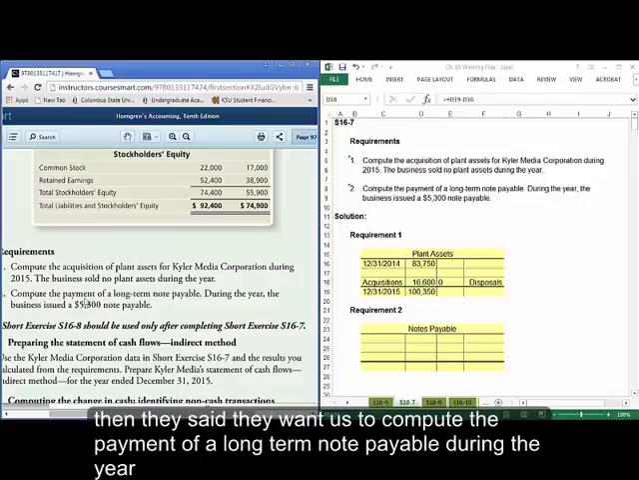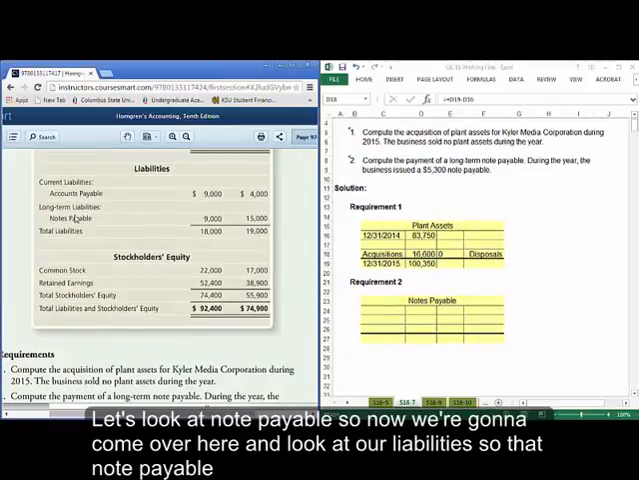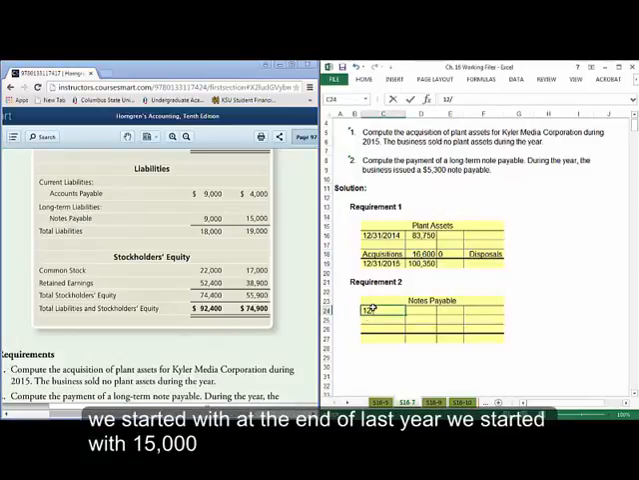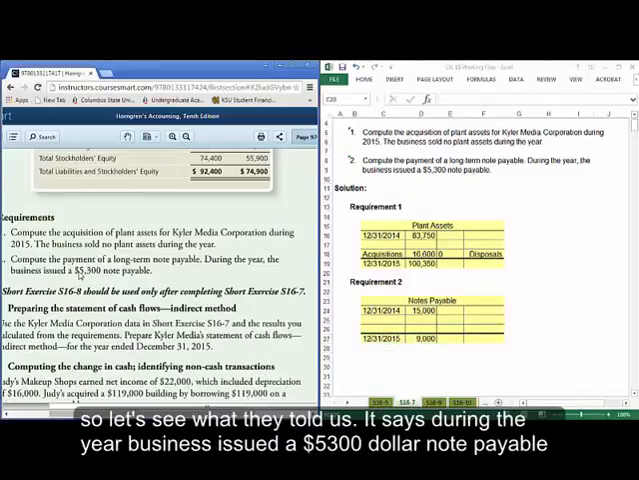Then they said they want us to compute the payment of a long-term note payable during the year. Okay, so let's look at note payable. So now we're going to come over here and look at our liabilities. So that note payable we started with at the end of last year, we started with $15,000, and at the end of this year, we ended up with $9,000. Okay, so let's see what they told us though. It says during the year the business issued a $5,300 note payable.